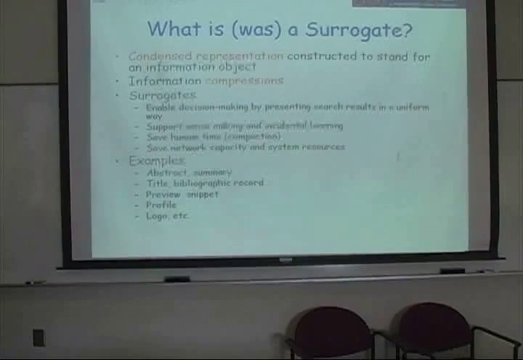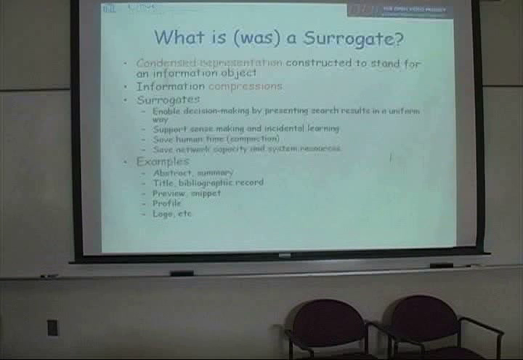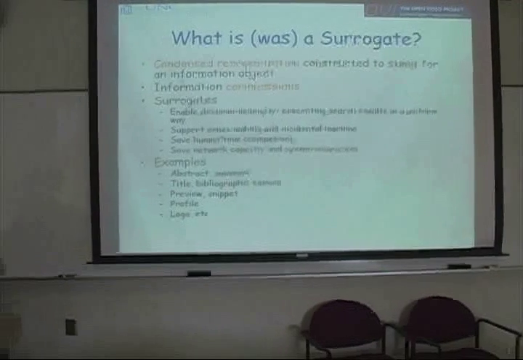By using surrogates as condensed information, it can both save human time and save some network capacity as well as some other system resources. Though the term surrogates may sound unfamiliar to many of us, actually we see examples of surrogates almost every day in our daily life. For example, the abstract, summary, or title and other kinds of bibliographic records of a book or an article are examples of surrogates.